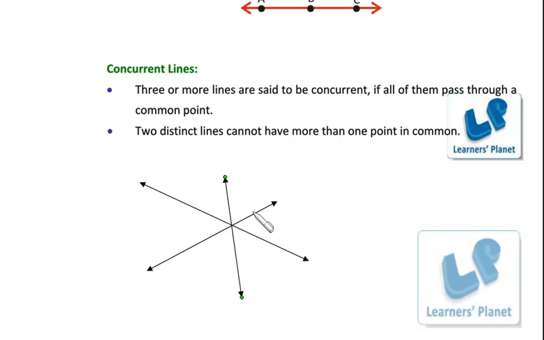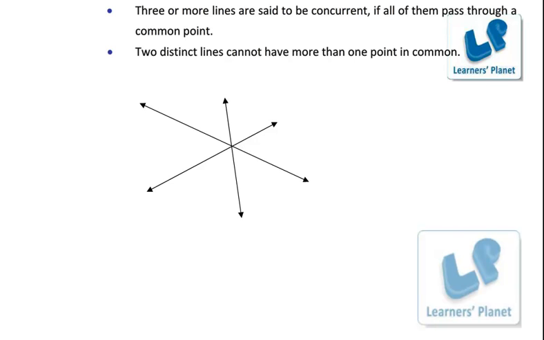Now the second point is, see this line and this line, you just see that they have just 1 point in common, that is this, right? So when two lines are intersecting, they cannot have more than 1 point in common. Okay, so that's pretty important. If the lines are passing through one common point, they are known to be concurrent lines. Similarly, we can call them intersecting lines also.